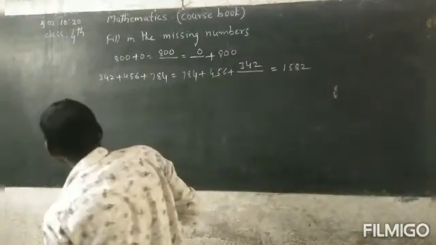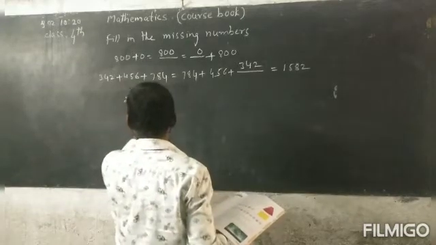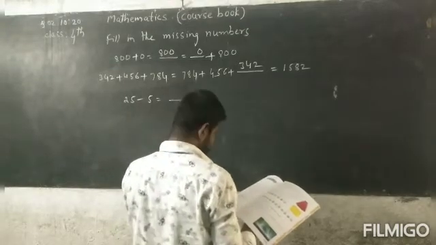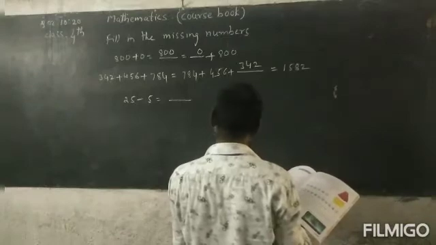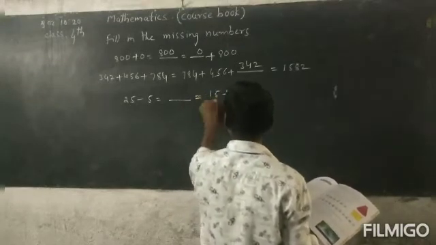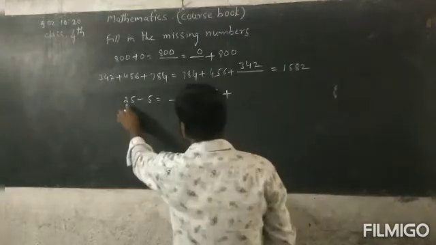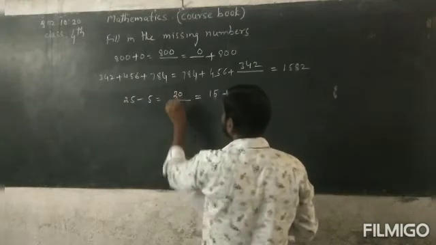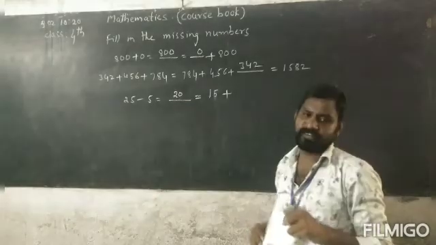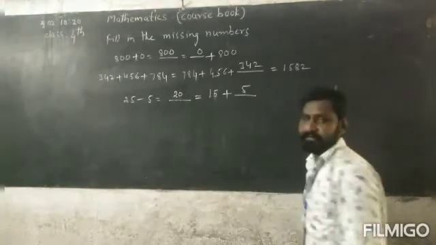Now next, 25 minus 5 is equal to dash is equal to 15 plus. Listen carefully. See, 25 minus 5 you can get 20. So 5 is added to 15, you can get 20. So in the dash you can write 5.